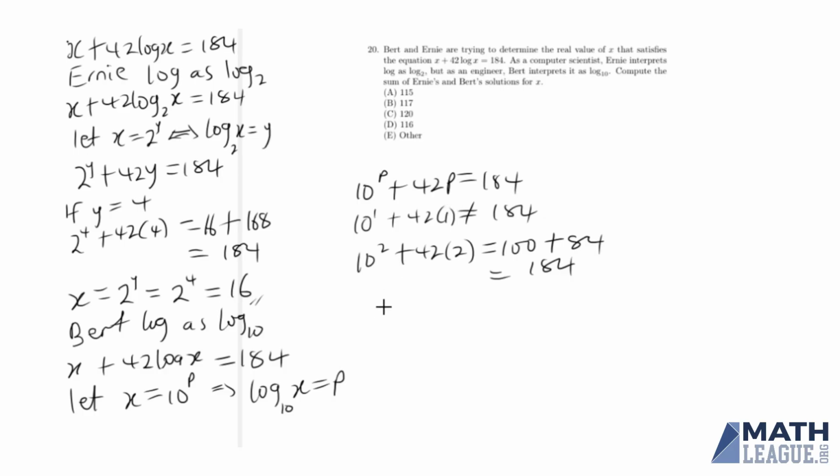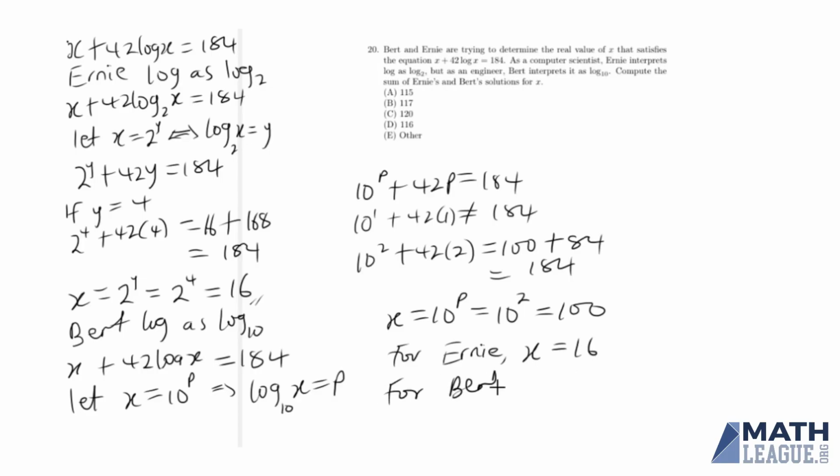If that is the case, then the solution for Bert, of course, we said that let x equal 10 to the power p. And now we know that our p is 2, so this is going to be 10 squared, and of course, that is 100. That means the solution for x for Bert is going to be 100. Now, what do we know now? We know that for Ernie, the solution for x is equal to 16, and then for Bert, the solution for x is equal to 100.